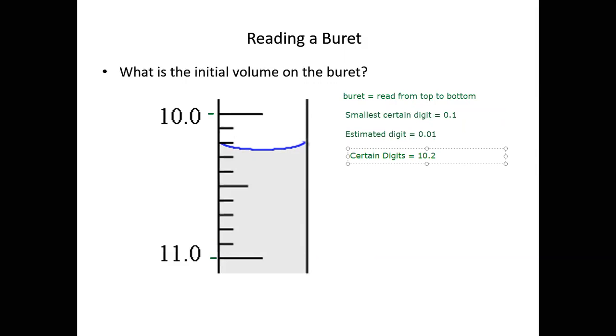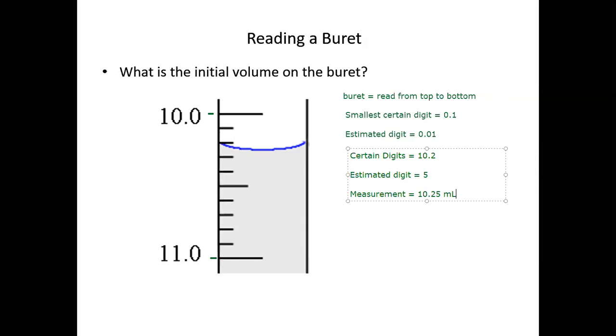So this is our certain digit. Now for our estimated digit, since it's between 0.2 and 0.3, I'm just going to put a 5. And so our measurement would be 10.25 milliliters.